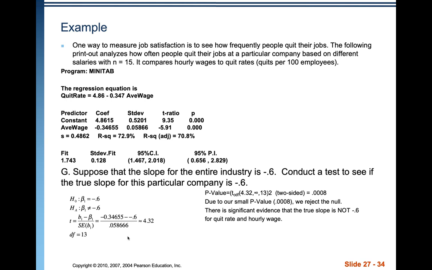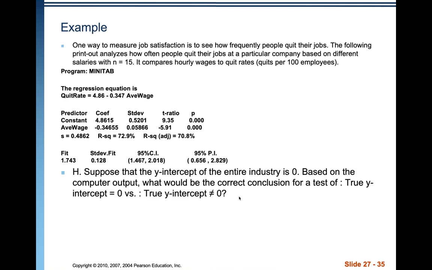We get a test statistic of 4.32 with 13 degrees of freedom. And so our p-value is going to be 0.0008. Due to our small p-value of 0.0008, we reject the null. There is significant evidence that the true slope is not negative 0.6 for quit rate and hourly wage. Notice that we use the tCDF, the cumulative distribution function for t-values, and our CAS to find our p-value.